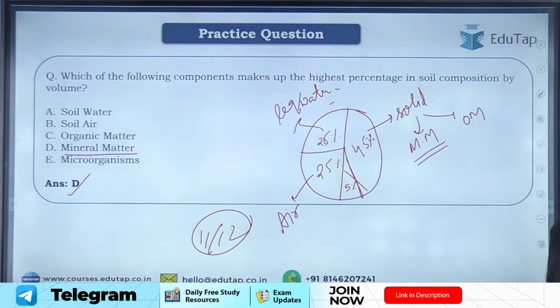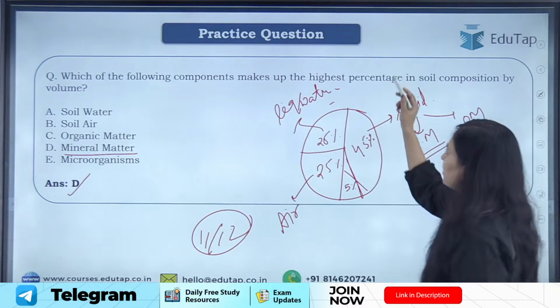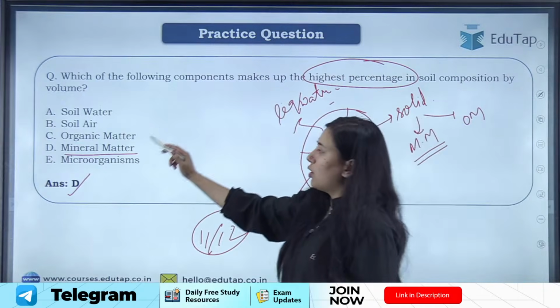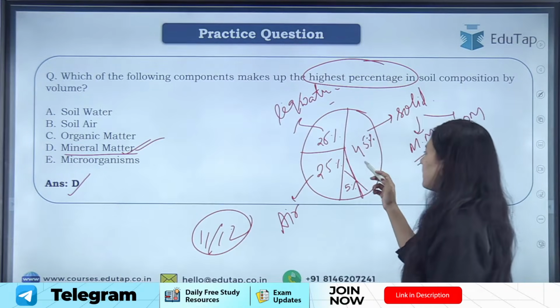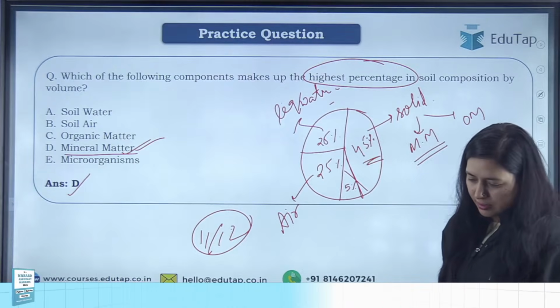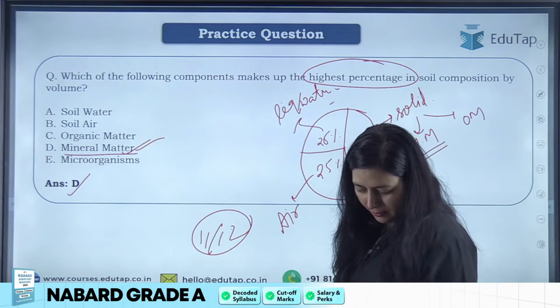Percentages can be asked in the examination. The question asks which has the highest percentage. As per the options, mineral matter has the highest percentage, that is 45%. Very good. Okay?